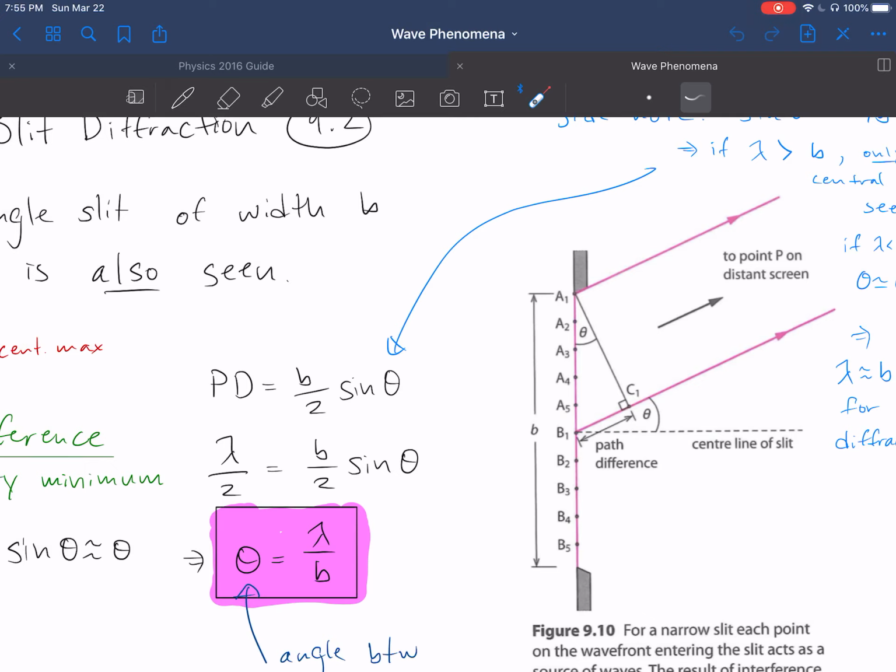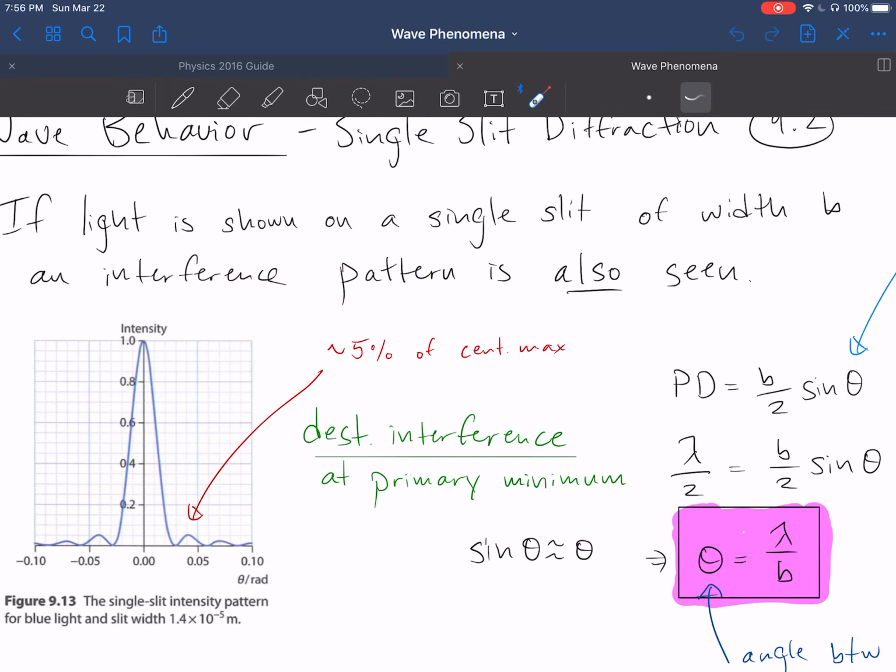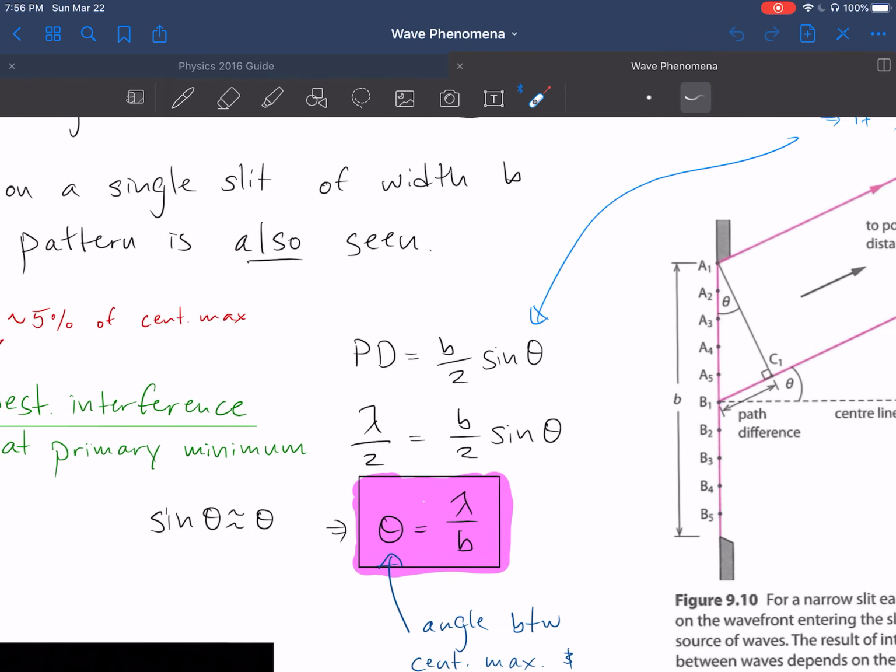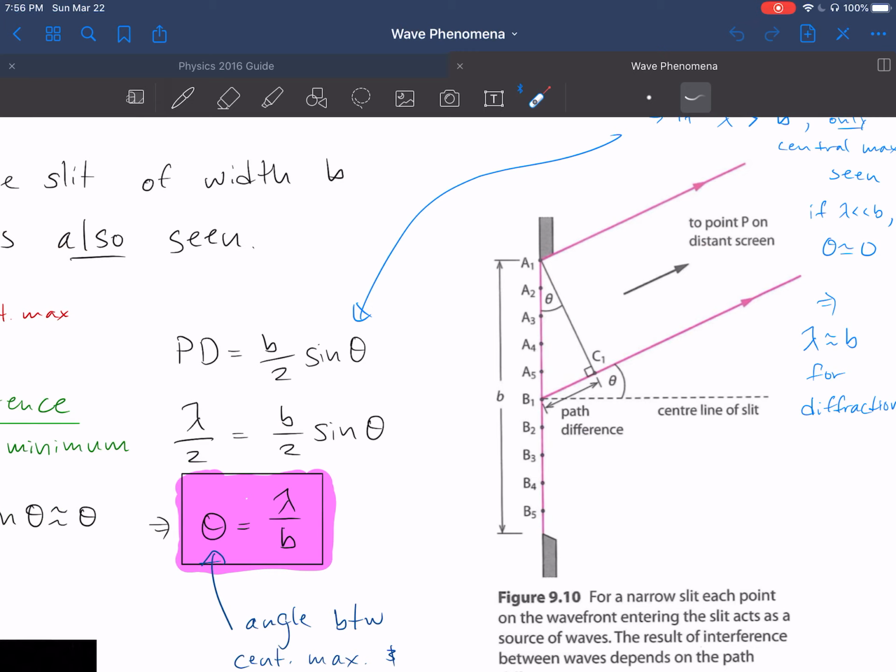So we say the path difference then is equal to this side of the triangle. And we can use that fact to derive the formula or the relationship between the angle of that primary minimum and the wavelength. So we say that the path difference here is lambda over 2, and it is equal to this side of this triangle.